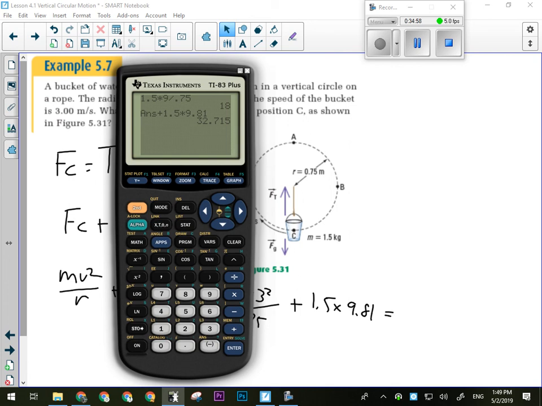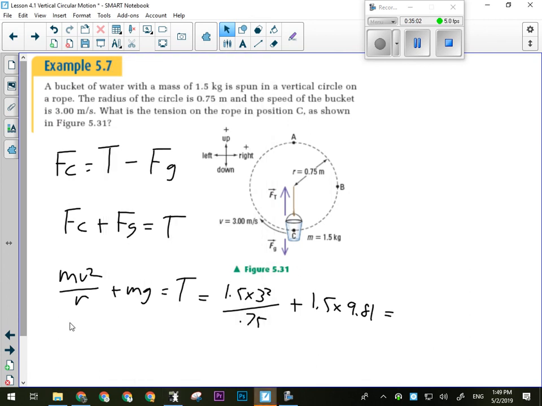Everyone follow what I did there? Just manipulating the forces around. It's really just a net force calculation, right? Forces in minus forces out gives us our net force into the circle.